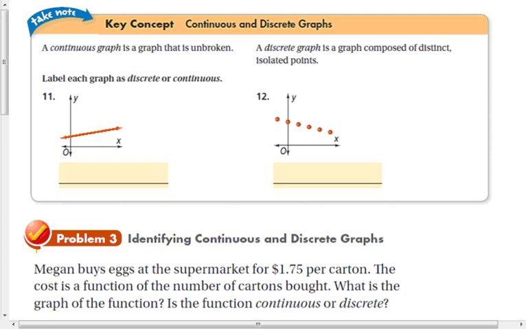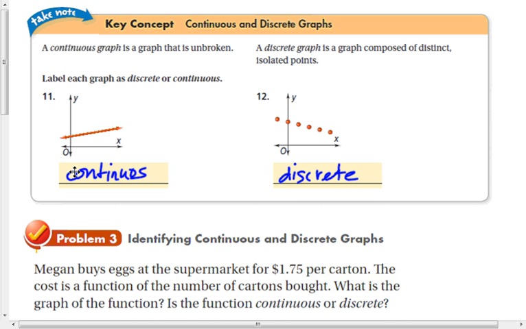All right, new concept here, continuous and discrete graphs. You've heard me use some of these words. A continuous graph is a graph that is unbroken, that any point is possible anywhere along that line. A discrete graph is a graph composed of isolated points. So like if you're graphing all whole numbers or all integers, that's a discrete graph. So this one's a continuous one, and this one's discrete.